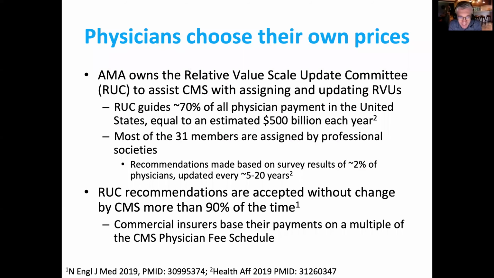Now, why is that? Well, in some regards, it's because we're a big, advanced, developed economy. But in another regard, it's because physicians simply get to choose their own prices here. Remember, the way that the price for any service gets set is that the American Medical Association owns a committee called the RUC, the Relative Value Scale Update Committee. They meet a few times a year, and what they do is they assign and update relative value units assigned to any procedure.